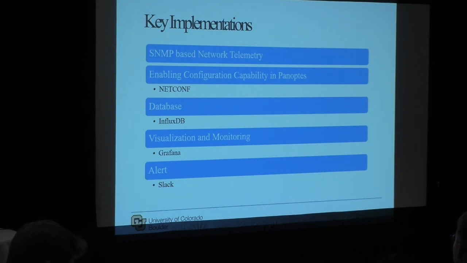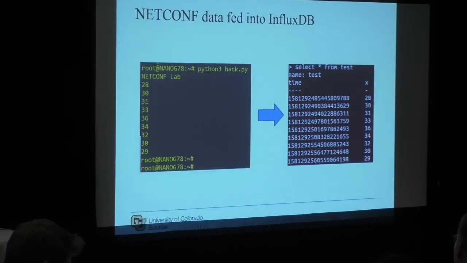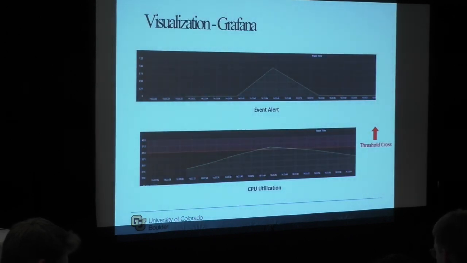As part of Panoptis, we used InfluxDB, Grafana, and for the alert mechanism, we used Slack. Our custom plugin was named hack.py. As you can see on the left-hand side, on the CLI, that's the CPU utilization we were getting, and it was fed into our InfluxDB. That's our visualization using Grafana. Just to explain, you can see one dot in the red area. That's where our CPU utilization crossed the threshold value and the event alert was generated.